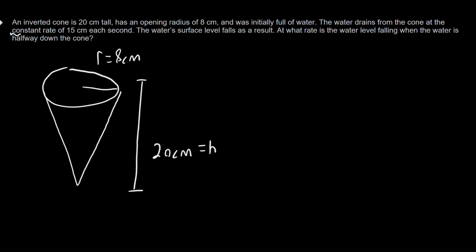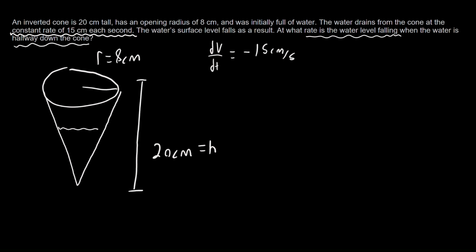So the question gives us the rate that the volume is decreasing. So that would be dV over dt equals negative 15 centimeters per second, because that's the rate the water is leaking out of the cone. And it's asking what rate the height of the water is falling when we're halfway down the cone. So when we're halfway down the cone, that's going to be h equals 10 centimeters.